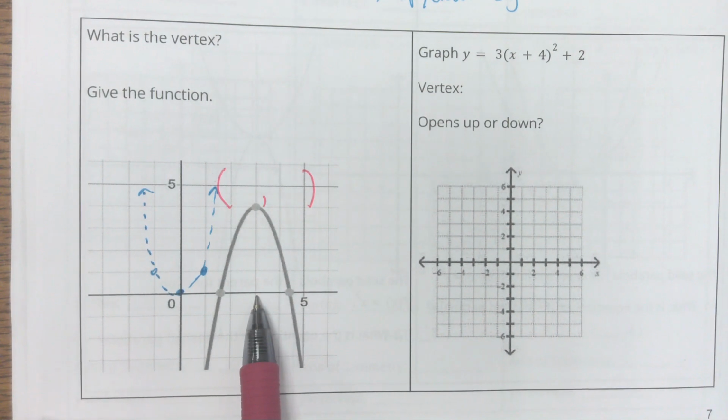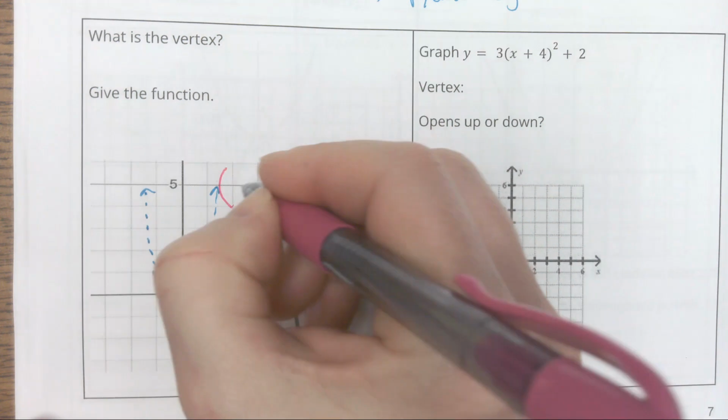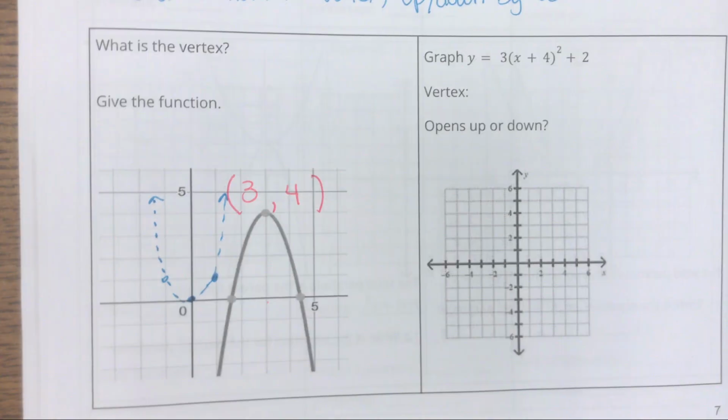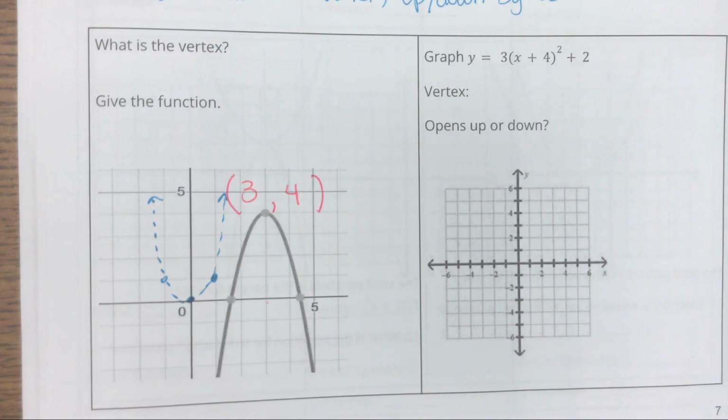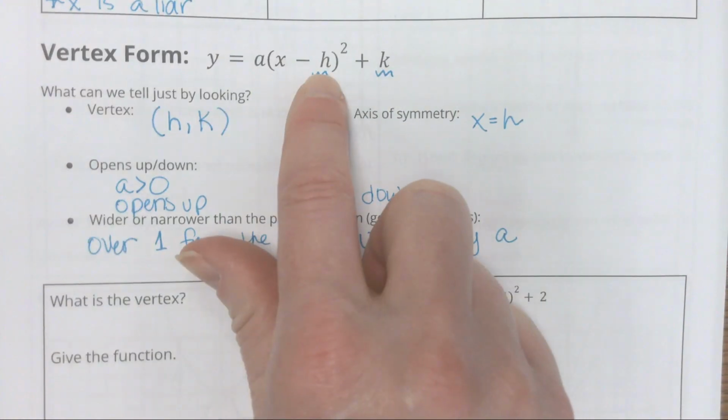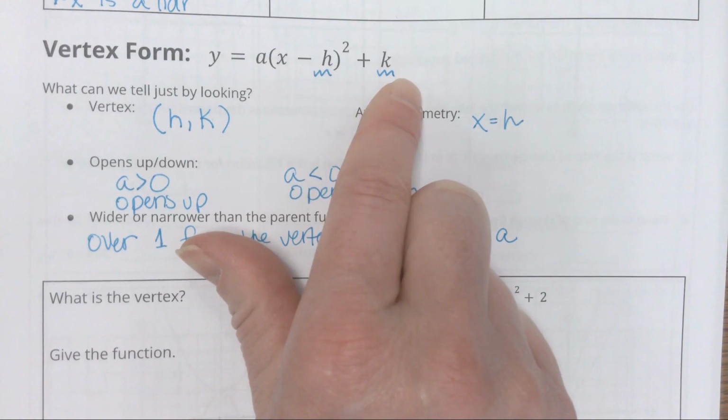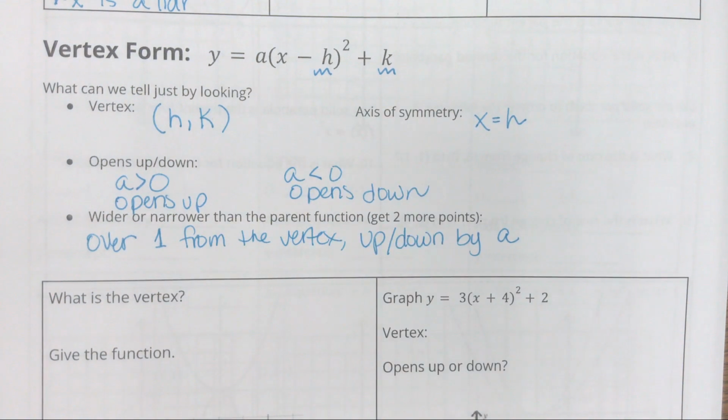Giovanni, what did you get? 3, 4 is correct. Okay. So all we have now is our h and k up here. H is 3, k is going to be 4. So I'm going to write my parabola in a second. Now the last thing is, let's figure out a.